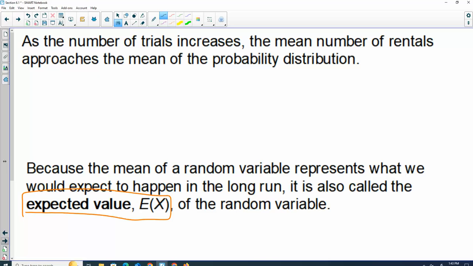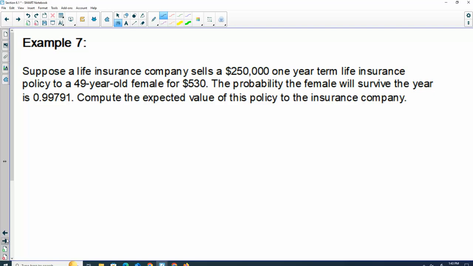This is an example where it comes into play. Okay, so maybe somebody in here is going to grow up and be an actuary. It's a great career. You work for an insurance company and decide based on these risk factors what their premiums should be. So you would look at information kind of like this. Suppose a life insurance company sells a $250,000 one-year term life insurance policy to a 49-year-old female for $530. The probability that the female will survive the year is 0.99791.